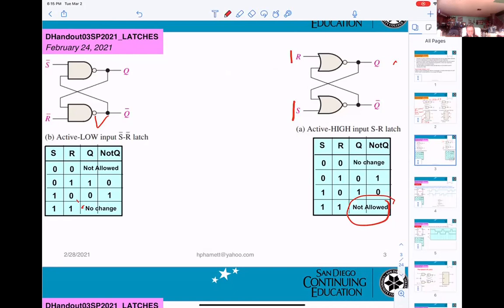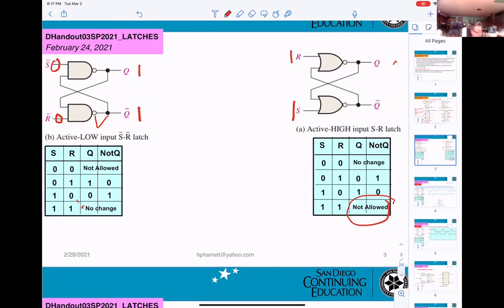Mr. Pham, could you please repeat what it means, the not allowed state? Not allowed means if you're working with the NAND flip-flop, you never connect S to 0 and R to 0. They say not allowed because if you connect that way, it's not working like a flip-flop anymore. The reason is, you get a 0 on the NAND here, output has to be 1, and the 0 here, output has to be 1. Latch outputs must be opposite. They cannot be the same. Q 1 then not Q must be 0, or not Q 0 then Q must be 1. Q outputs must be opposite.